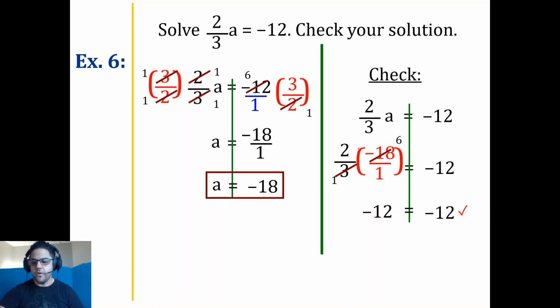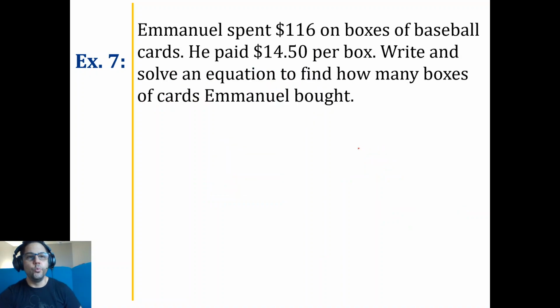All right, one more. Ooh, word problem. Emmanuel spent $116 on boxes of baseball cards. I used to buy baseball cards all the time. Way too much money went into it. He paid $14.50 per box. Write and solve an equation to find how many boxes of cards Emmanuel bought. So the total is $116, paid $14.50 per box.